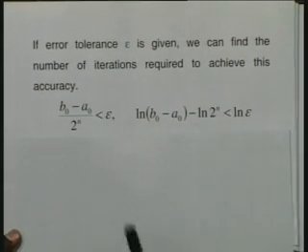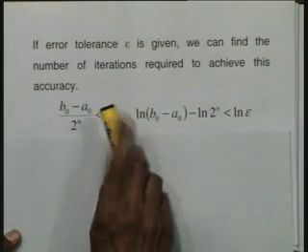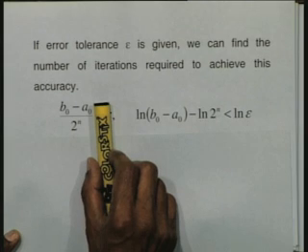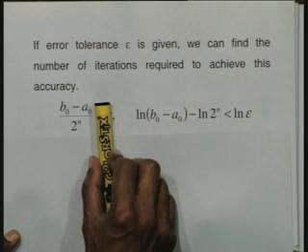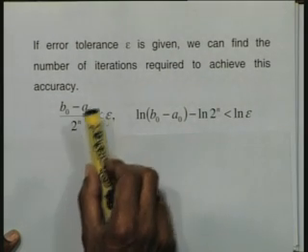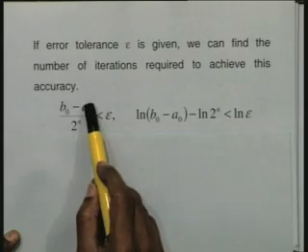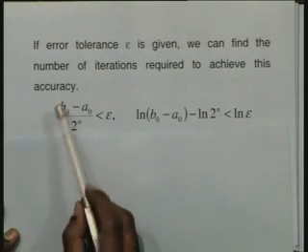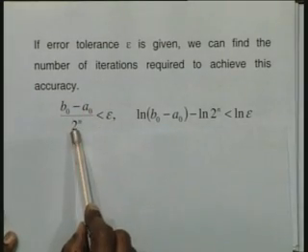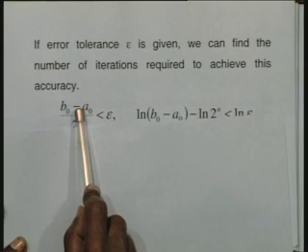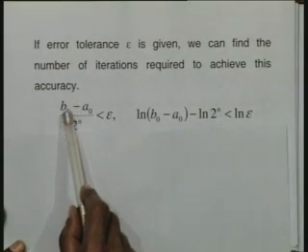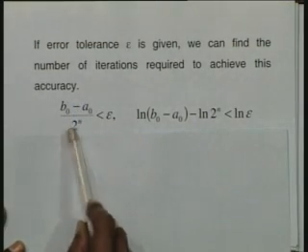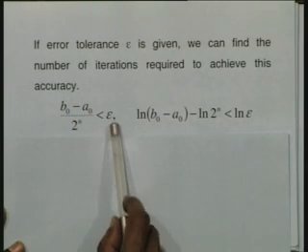Let us see this. After n bisections, the length of the interval is reduced by a factor of 2 to the power of n. Therefore, the length of the interval is b0 minus a0, and b0 minus a0 divided by 2 to the power of n is the current interval, the length of the interval after n bisections, and I want this length of the interval to be less than epsilon.